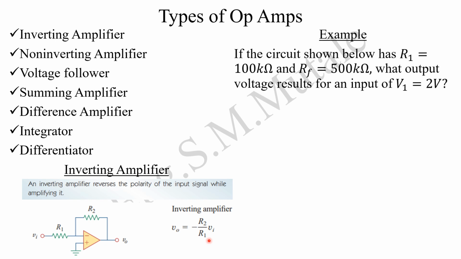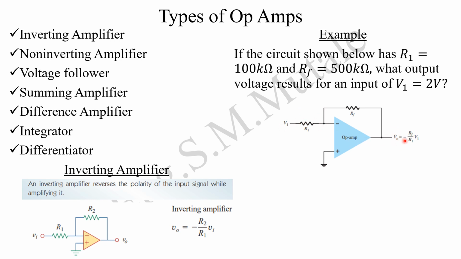If the circuit shown below has R1 that RF is R2, R2 is also called RF. What output voltage results from an input voltage of that? So input voltage, which is VI, in some books it's written as V1. So from there, this is the circuit. RF, which is R2, has been given. R1 we have. VI, which is the input voltage, sometimes called V1, has been given.